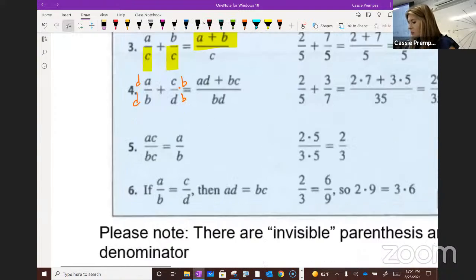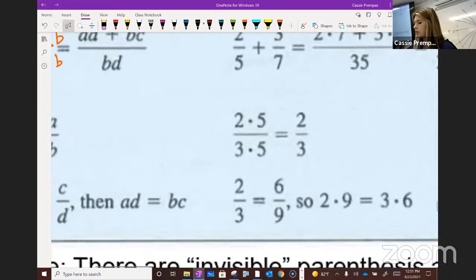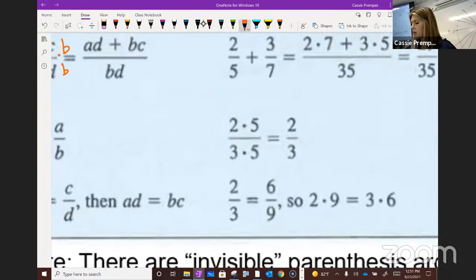Number 5, this is really important in simplifying fractions. Any number divided by itself is 1. So A times C divided by B times C just simplifies to A over B. And you can see that in a real number example off to the right. 5 divided by 5 is 1, so the answer is 2/3.